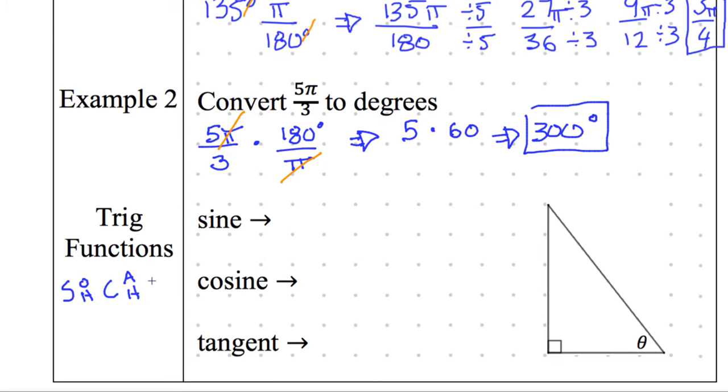SOH CAH TOA. When we talk about this maybe slightly Native American sounding name, sine is equal to something over something. What do O and H stand for? Opposite side over hypotenuse.